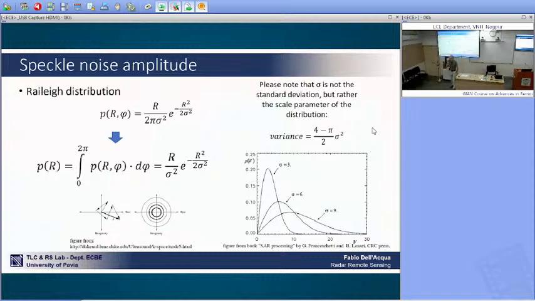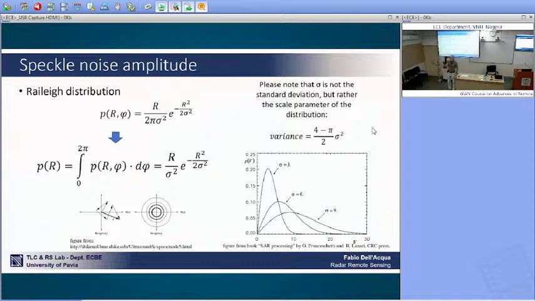Because the idea is, I'm looking at a random phenomenon, but the random phenomenon is not fully random. It can still be described by a probability density function, right? And the features of that probability density function will depend on the features of the observed objects.